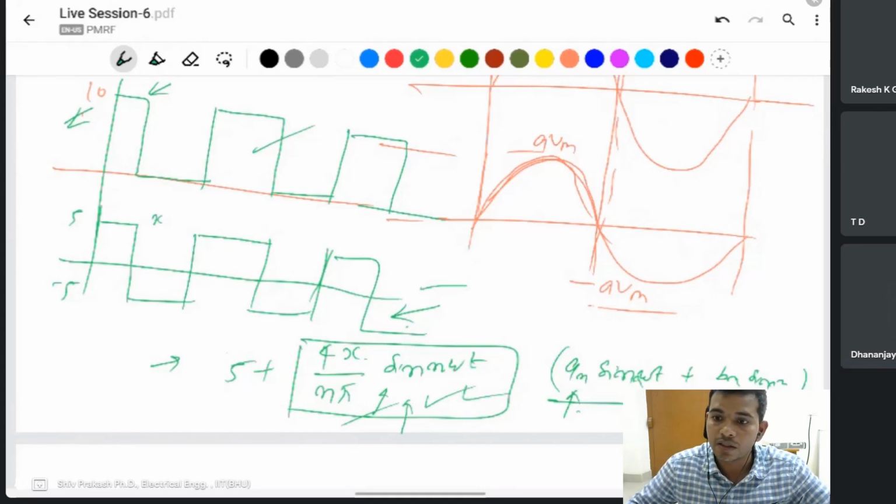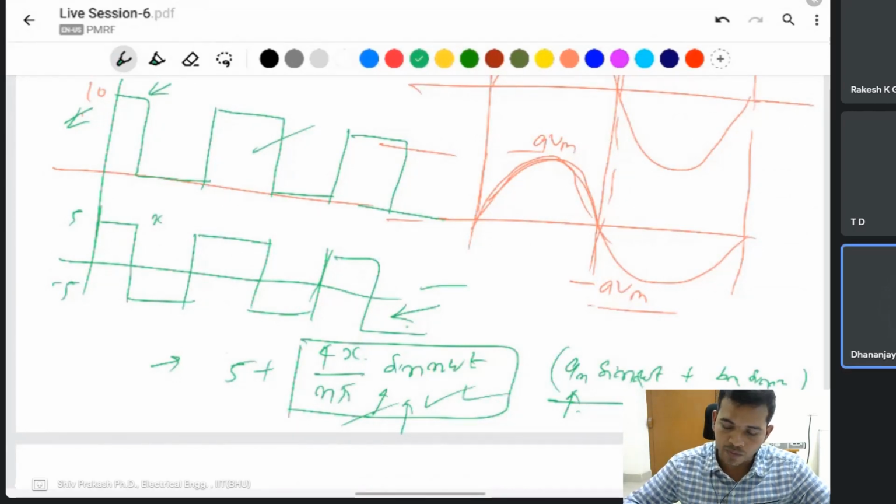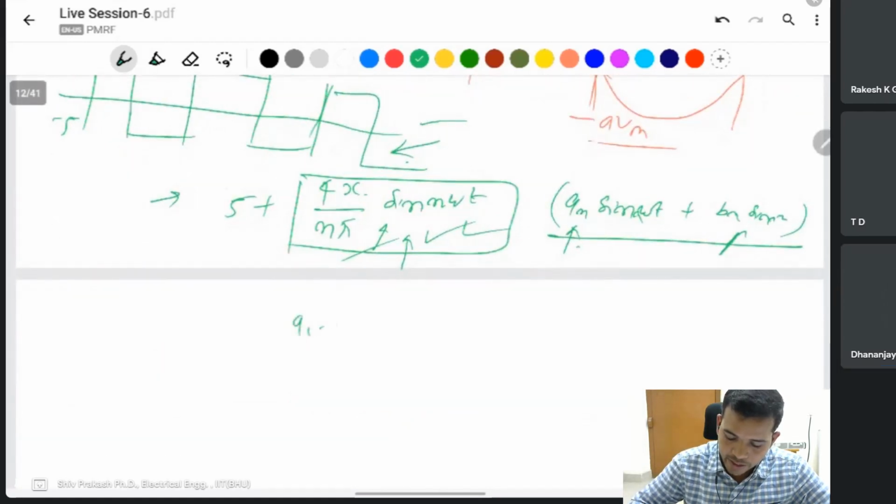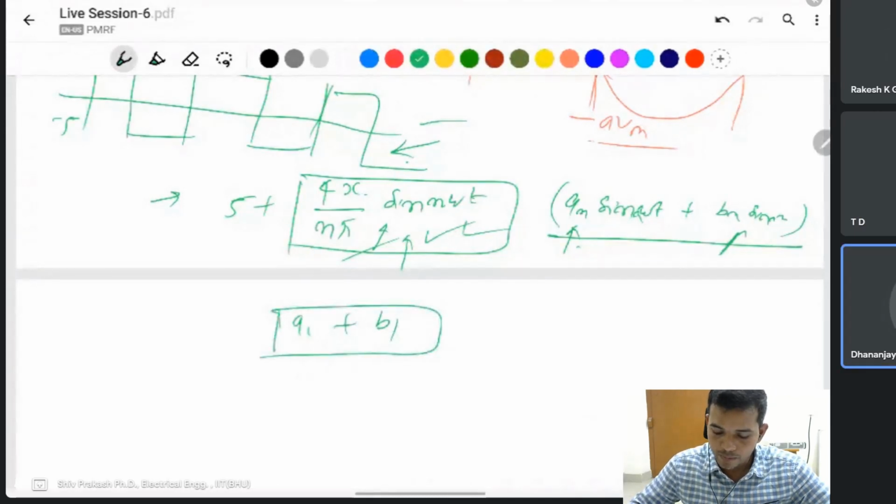Sir, if a given signal has both An and Bn components, how do we find the magnitude of the fundamental of that waveform? Take A1 and B1, the square root of A1 square plus B1 square. This is the amplitude of the fundamental.